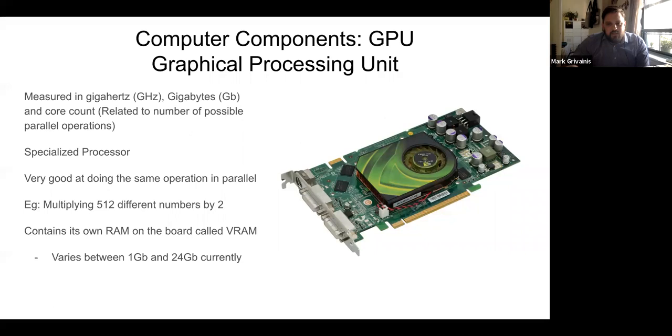These get very expensive for high-end models. And if you get into machine learning, graphics cards are very important nowadays because a lot of their models are built using these to make them faster.